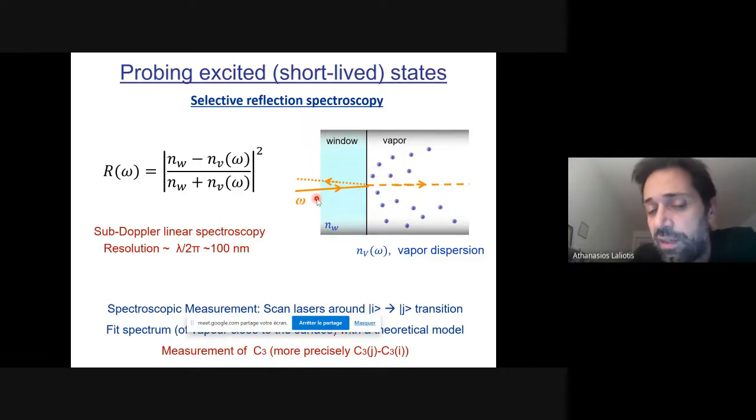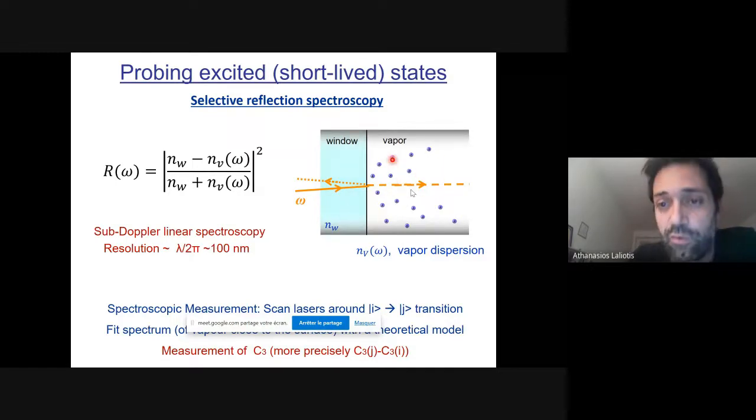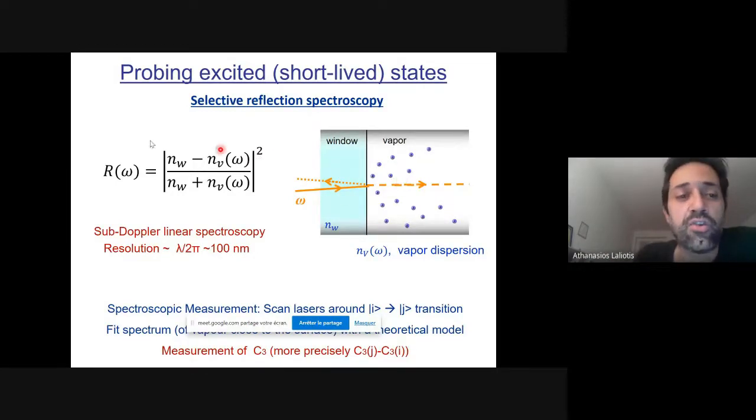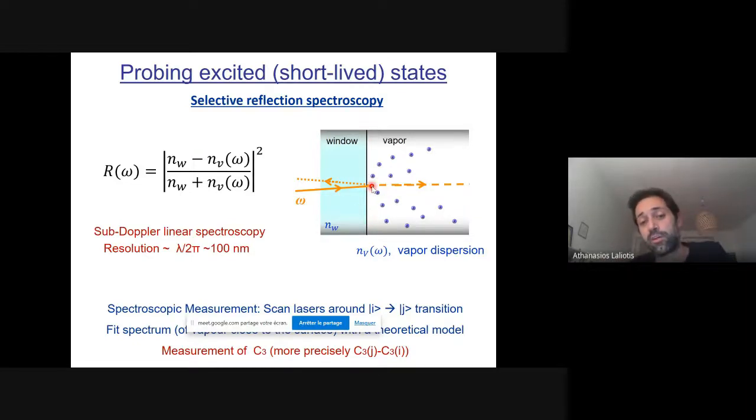And this reflectivity, when you scan around the atomic resonances, will depend on vapor dispersion, so on the refractive index of the vapor, which will vary, obviously, around the atomic resonances. So these variations will change the reflectivity, of course. And this will give you a signal, and it turns out that this signal is sensitive to atoms that are close to the surface at a distance comparable to lambda over 2 pi, the reduced wavelength, which is about 100 nanometers.